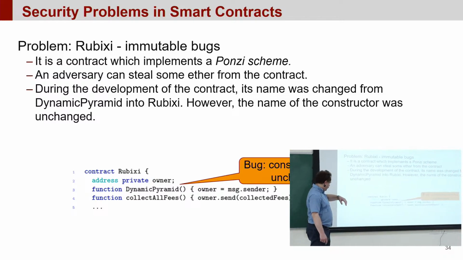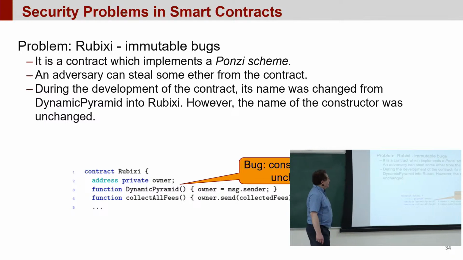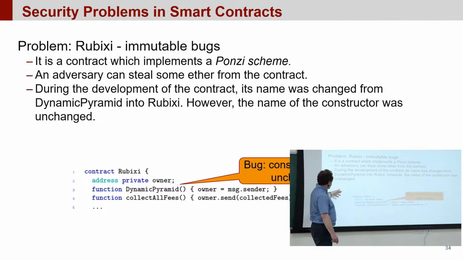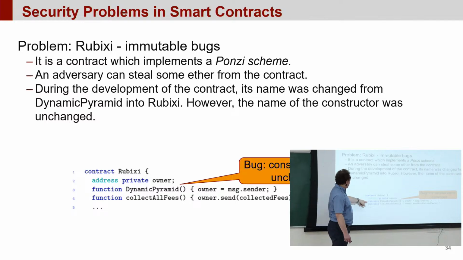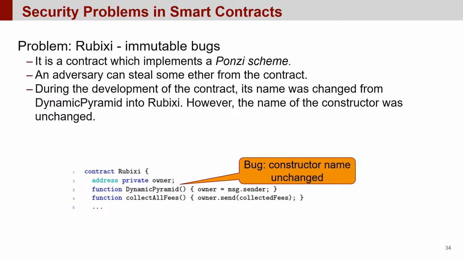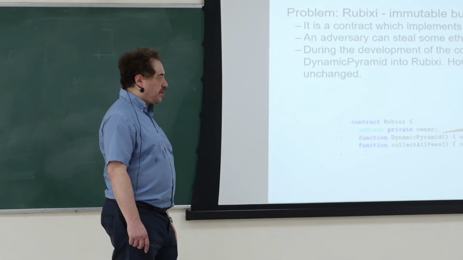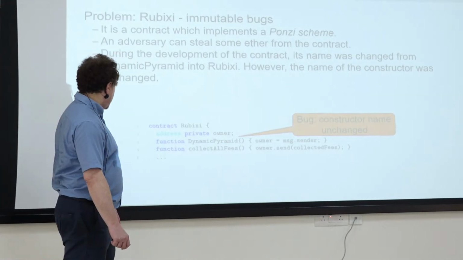Here's another example of security problems in smart contracts. Here's a contract which implements a Ponzi scheme, but it doesn't matter what exactly it implements. And an adversary managed to steal some ether from the contract because of a bug in the contract. Initially, the contract was called DynamicPyramid. But during the development of the contract, the name was changed from DynamicPyramid into a different name. However, the creator of the contract forgot to change the name of the constructor.